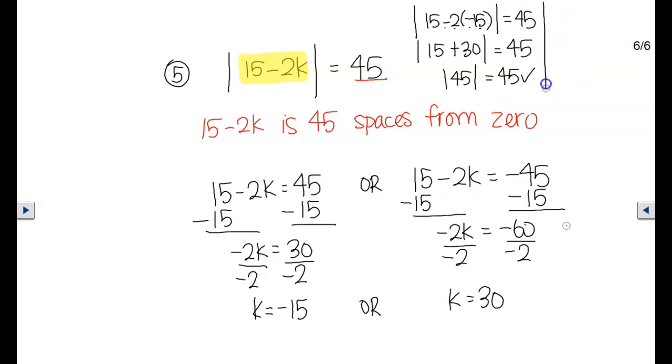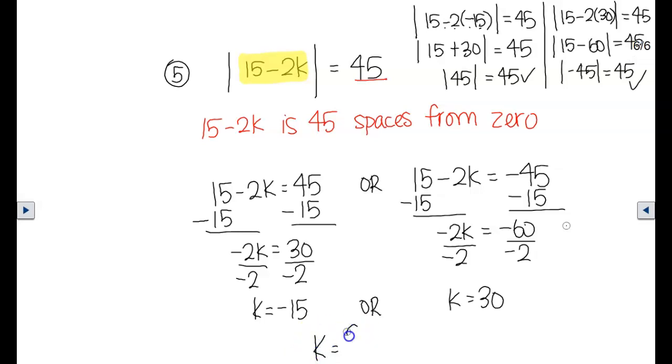Absolutely true. Now let's take 30 and put it in for the k. So that's going to be the absolute value of 15 minus 2 times 30. So I get the absolute value of 15 minus 60. When I do the 2 times the 30, 15 minus 60 is a negative 45. And the absolute value of negative 45 is 45. So that checks. So my solution set on this one should be k equals either a negative 15 or a positive 30.